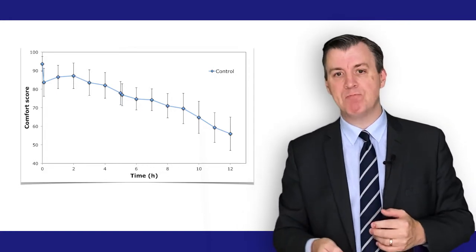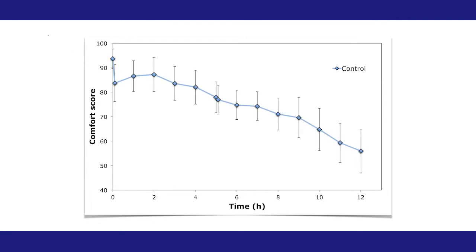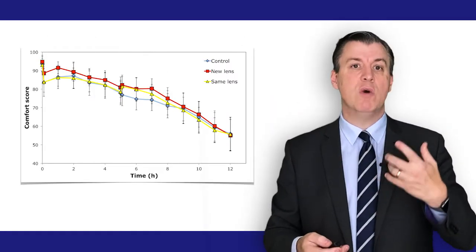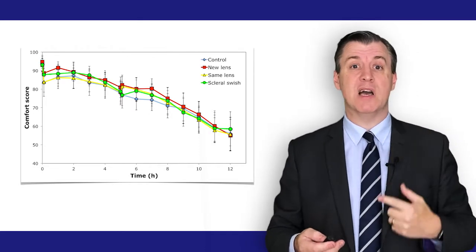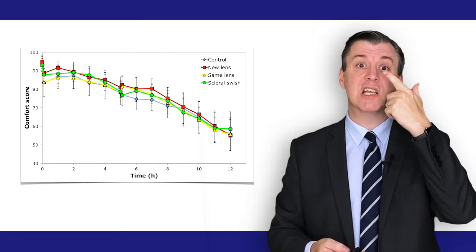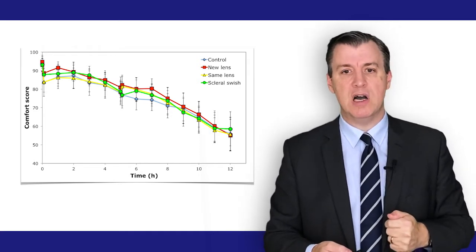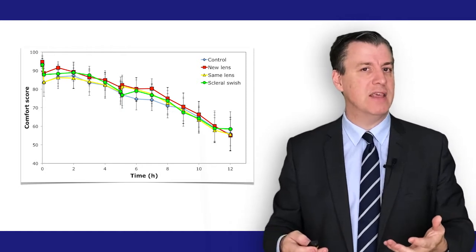Now, what happens when we intervene at that 5-hour point? When we put a new lens in, so the patient came in at 5 hours, the lens was removed and a new one put in, maybe there's a bit of an initial improvement, but by the end of the day, the scores are still at something like that 60 point. We've made no difference at the end of the day. And it's a similar story whether we take the lens out, rinse it and put it back in again, or if we just move the lens, the scleral swish, across the surface of the eye and return it at this 5-hour point. We're getting to the same point at the end of the day.